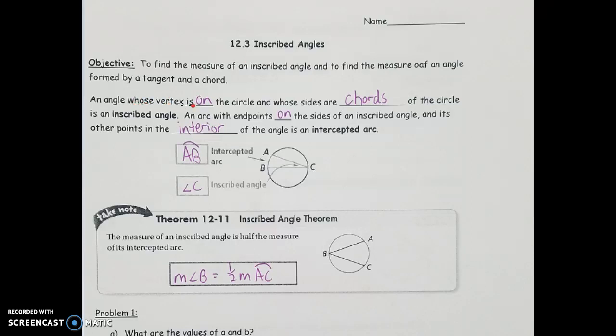An angle whose vertex is on the circle and whose sides are chords of the circle is what we call an inscribed angle. An arc with endpoints on the sides of the inscribed angle and its other points in the interior of that angle, we call that an intercepted arc.